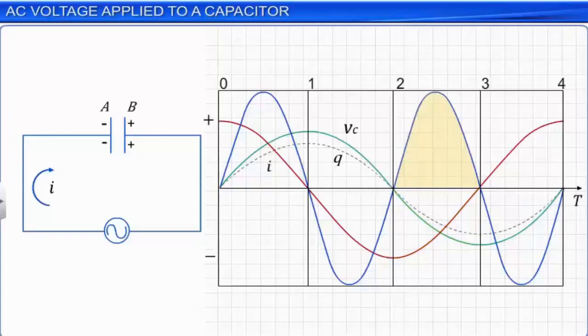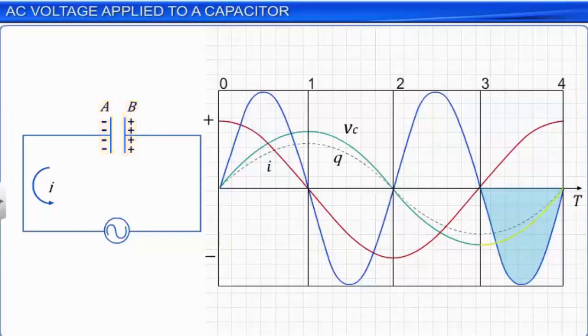In the last time interval, 3 to 4, the direction of current again reverses at 3. Thus, the charge begins to deplete from the capacitor plates, thereby reducing the effective voltage across the two plates. The voltage finally becomes 0 at 4.